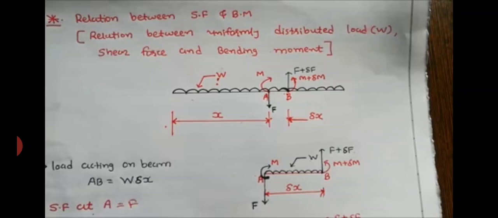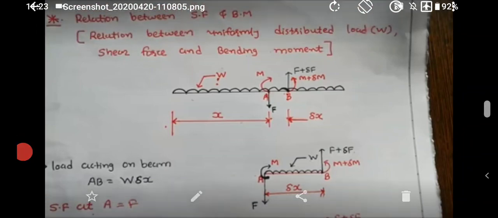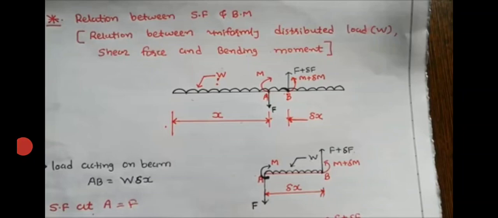See this beam on the top. It's a complete beam. It has an indefinite length and it is carrying a UDL, uniformly distributed load. Just try to take its small portion, that is AB, of the beam that is carrying a UDL. I have redrawn that part AB below, and the distance between A and B is delta x. Delta x means the distance is very small.